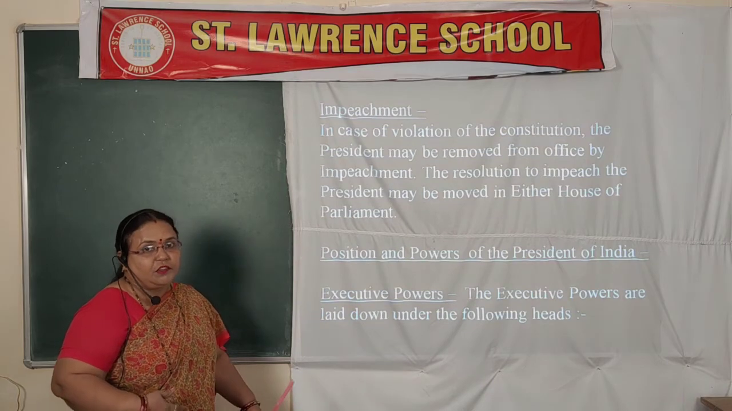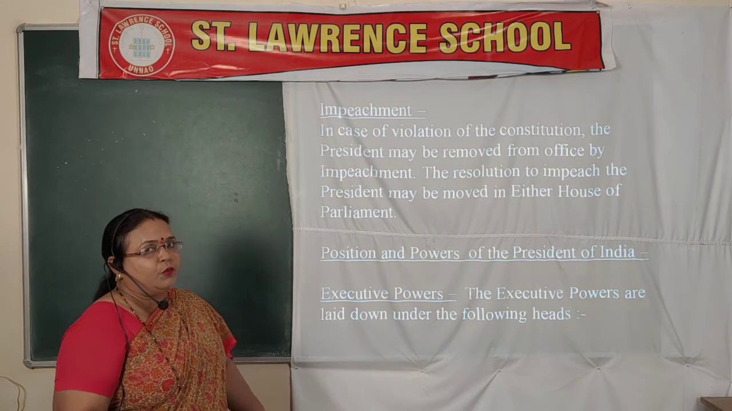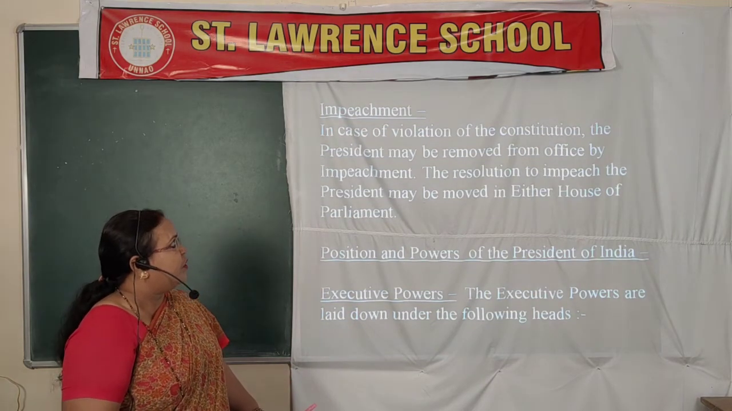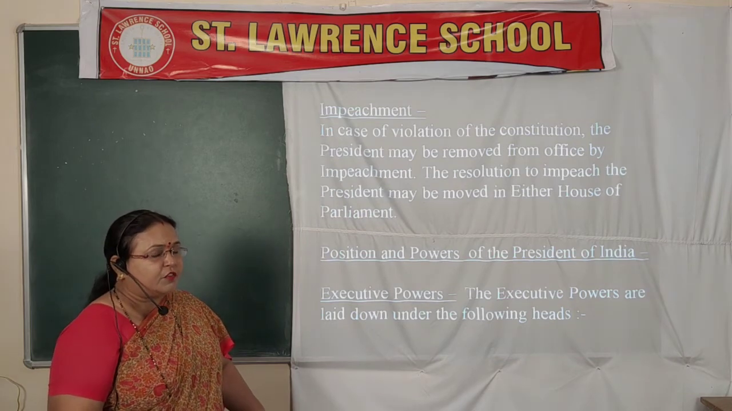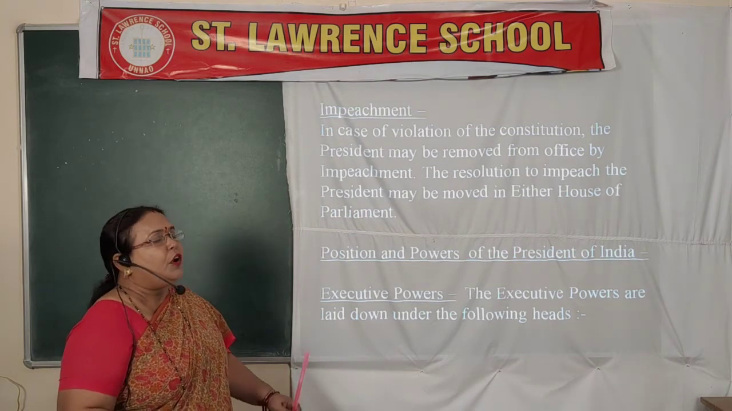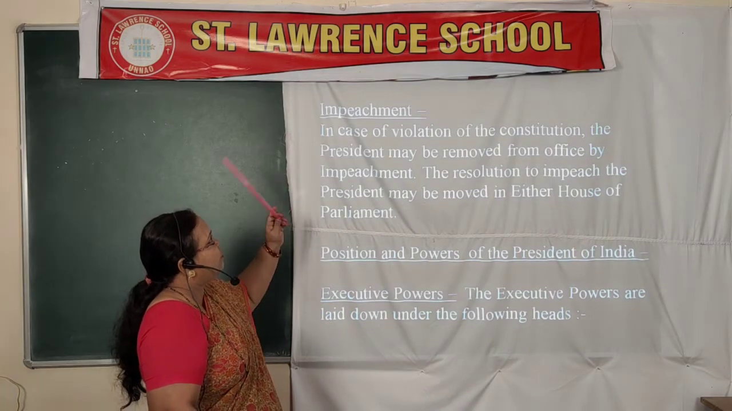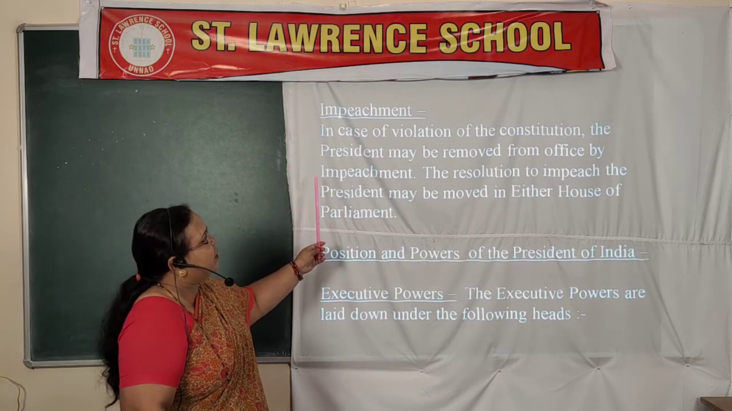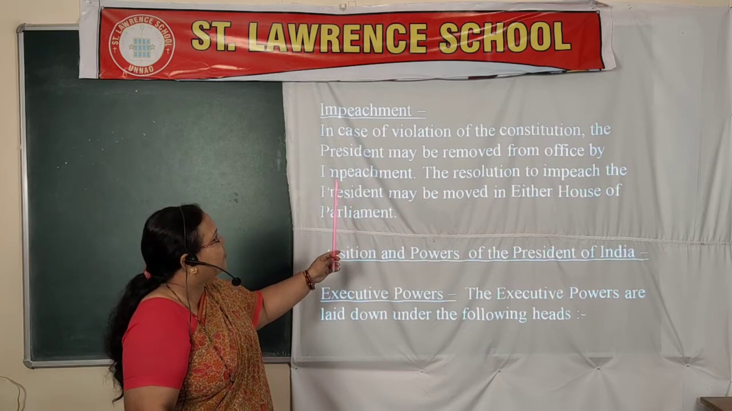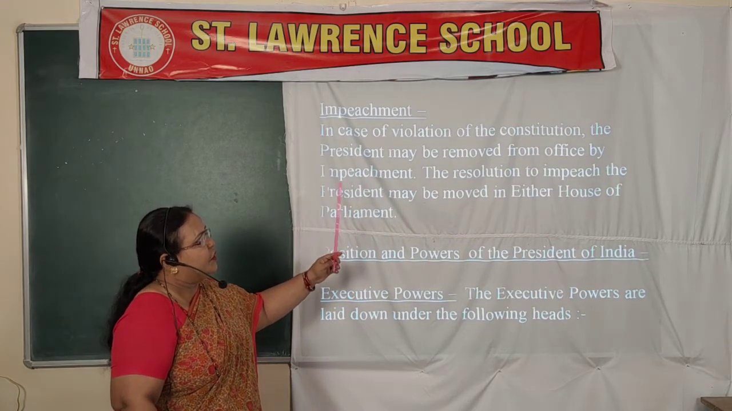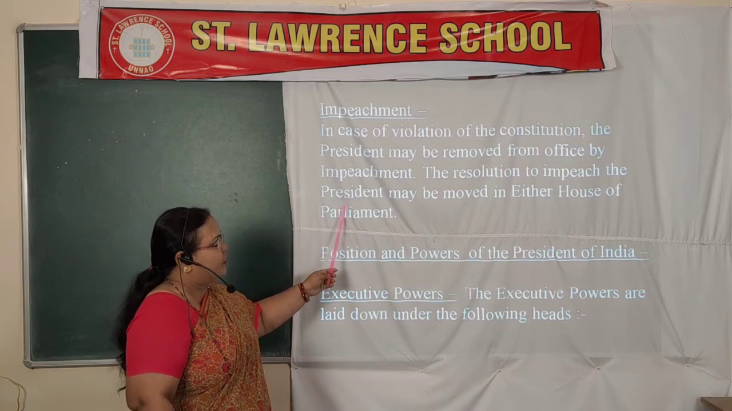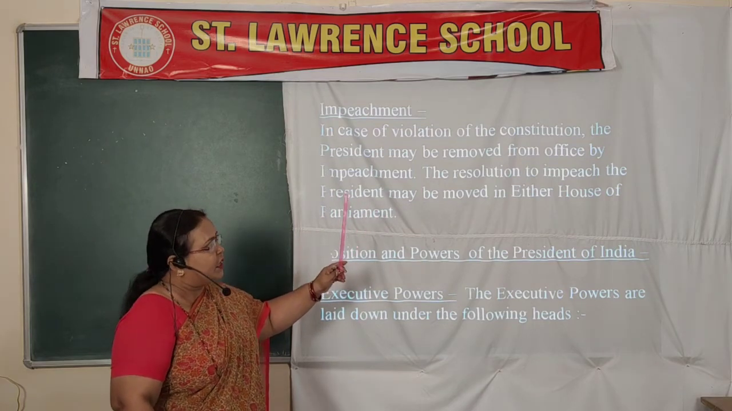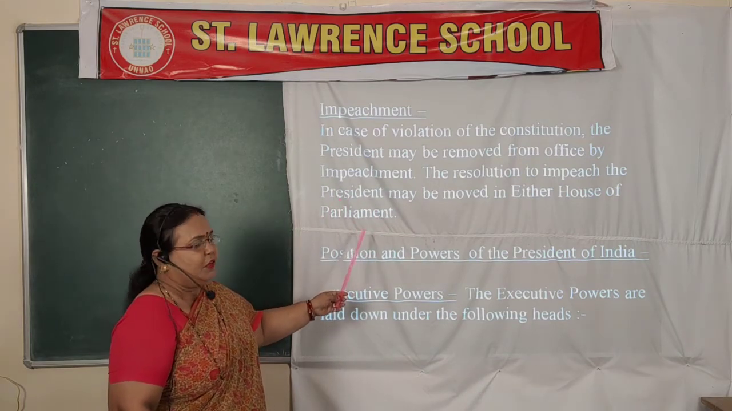Now, how is the President removed? If the President is not doing his work properly, he has to be removed. So, how is he removed? The process is called impeachment. Now, what is that process? In case of violation of the Constitution, the President may be removed from office by impeachment. The resolution to impeach the President may be moved in either house of the Parliament.